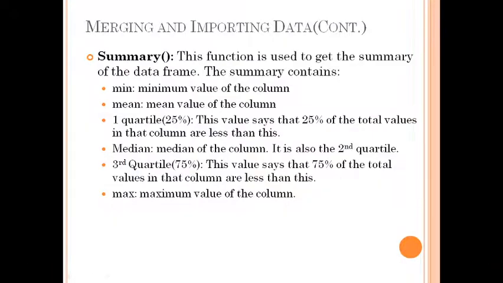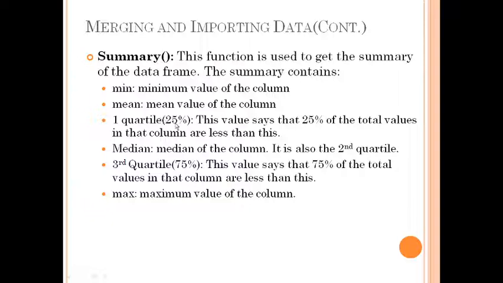Once this is done, let us see the summary function. This function is very crucial as far as data analytics or data science is concerned, because this function will give you the overall summary of the current data frame. This function generates 6 values for each numeric column of a data frame. The 6 values are: minimum value of the column, not the data frame but the column, mean value, that is the average value of that column, first quartile.